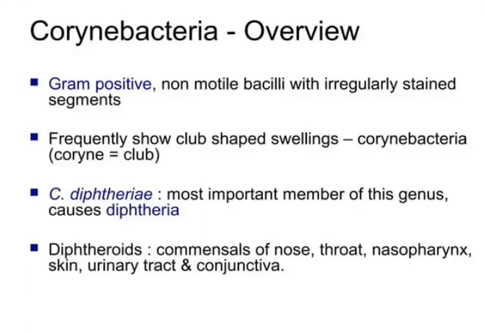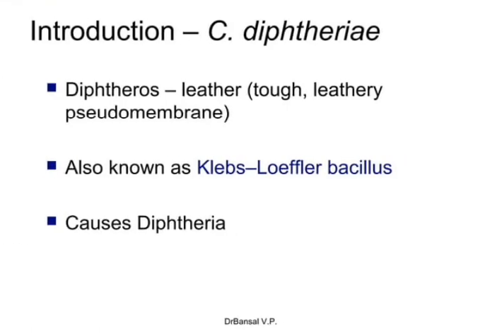Corynebacterium are gram-positive, non-motile bacilli with irregularly stained segments. They frequently show club-shaped swellings. They are classified based on categories of their symmetry and shapes. C. diphtheriae is the most important member of this genus and causes the disease diphtheria. Diphtheroids are commensals of the nose, throat, nasopharynx, skin, urinary tract and conjunctiva.